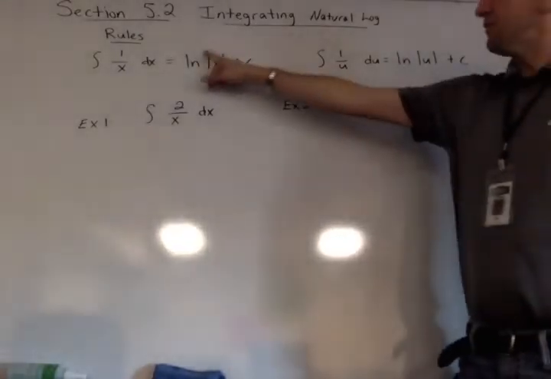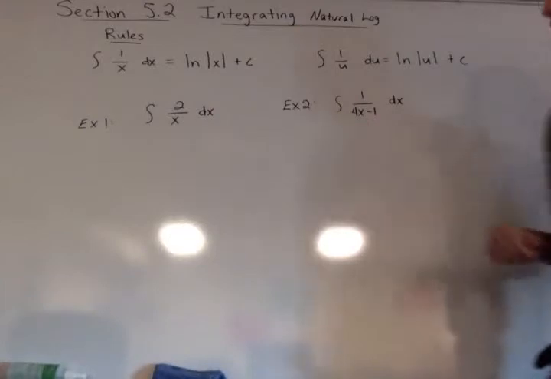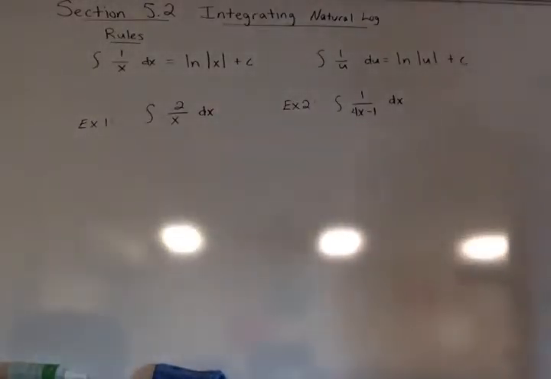The reason for the absolute value is simply that the natural log has a domain that is greater than 0, where x is greater than 0. So that's the reason for the absolute value.